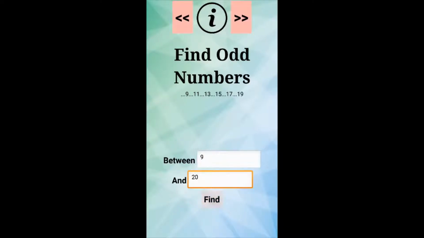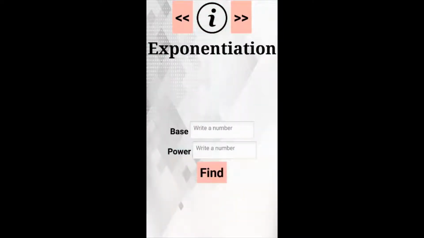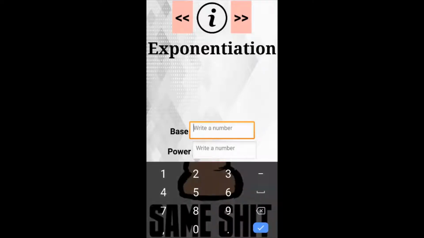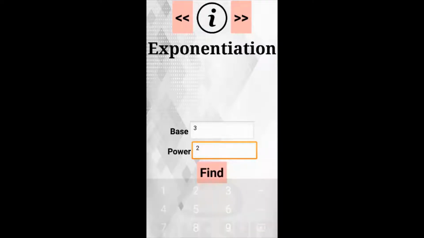Now we erase them, and if we click on the button with the next symbol, it takes us to another part that says exponentiation. In here you can put a number and it will elevate that number to the power that you put. If we click on the button that says find, for example, for the base we put 3, and for the power we put 2. Now we find, and it says that it's 9.